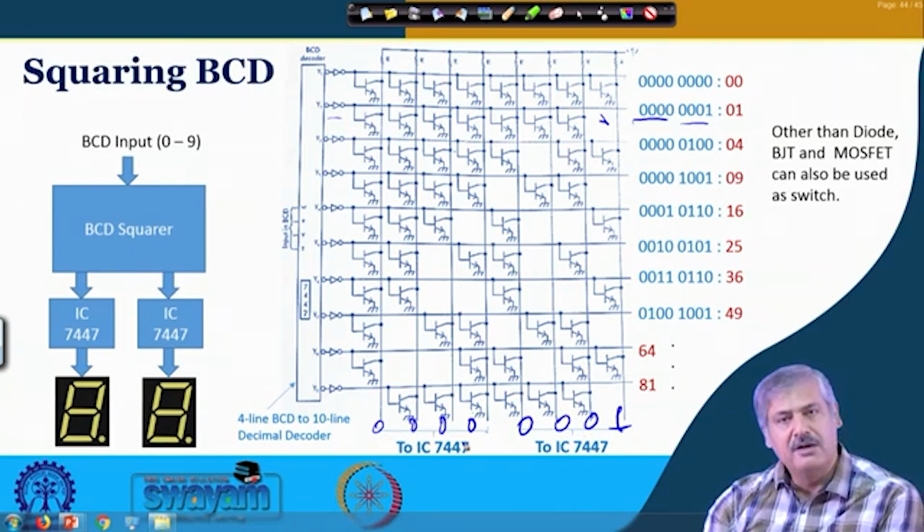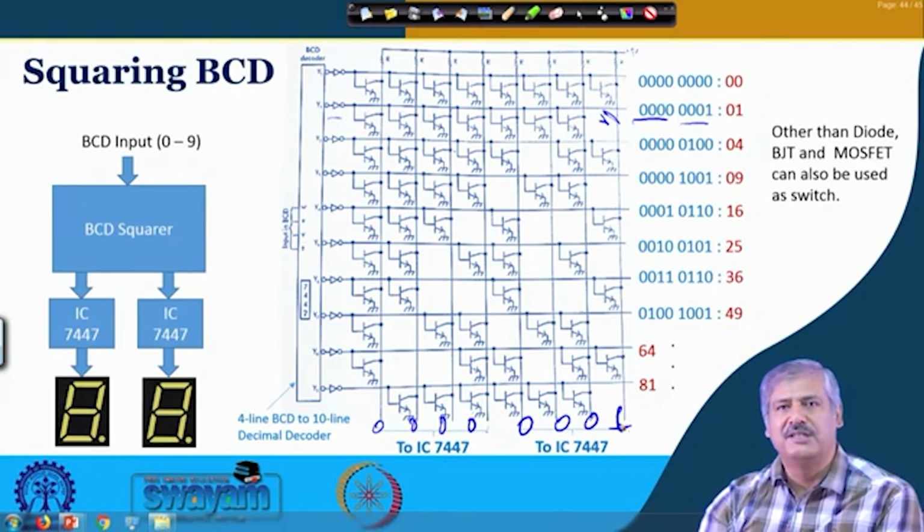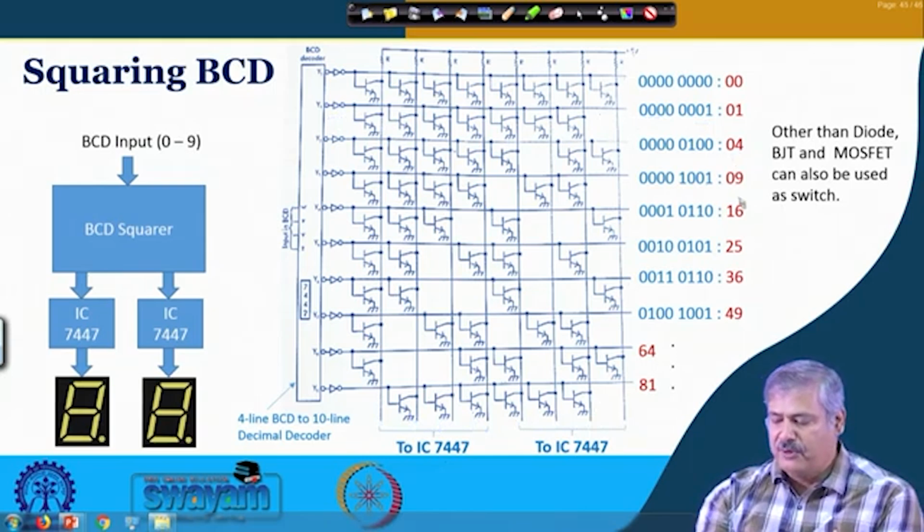So, the output will be low, that is 0.2 volt, 0.1 volt, whatever the saturation voltage is. Here there is no connection. So, 5 volt, with whatever drop because of the load current, will be logic high, okay. So, similarly for 4, 9, we take up just one example over here, say 25, okay, 5 has been put.